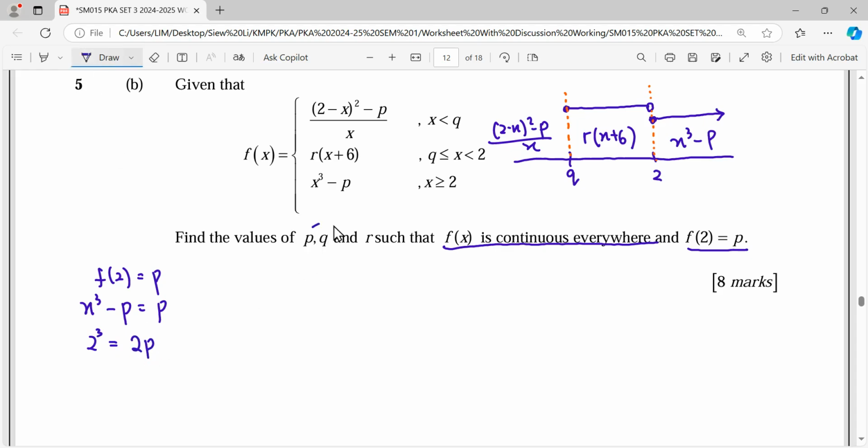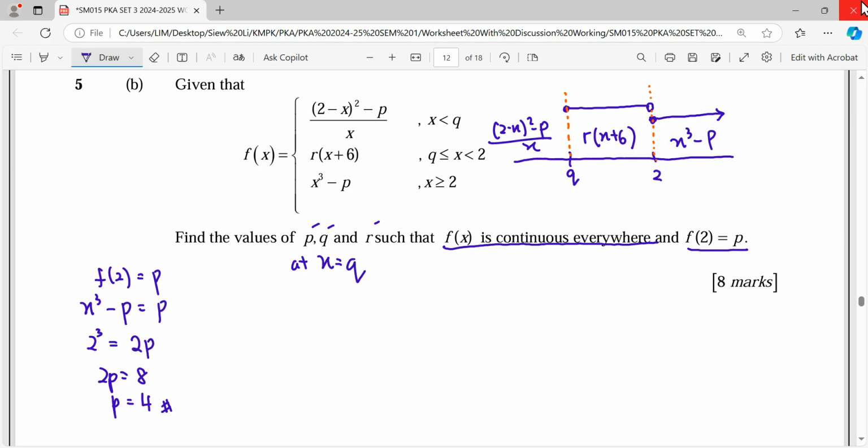We will need to find out P, Q, R. So 2P is equal to 8. P will be equal to 4. So the first information is done. They gave the coordinate there, so we can find P already. Then we continue at X equals to Q.